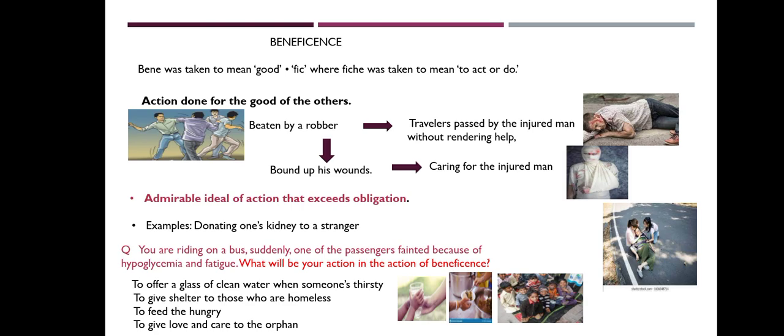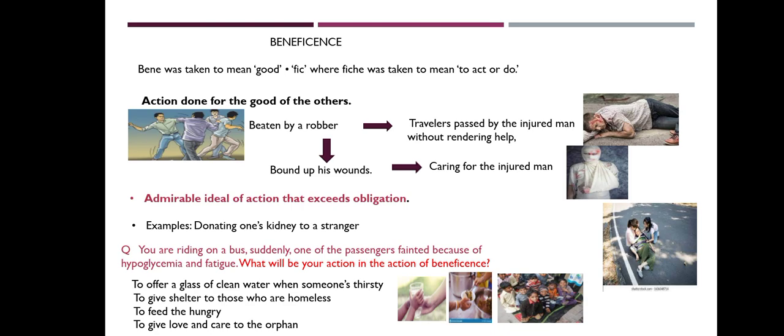So it's very easy. Let's take an example. A traveler was beaten by a robber and he was left in the passage to die. He was badly injured. Then some travelers passed by the injured man without giving any help. I mean, the travelers passed around the injured man and they did not offer any help.